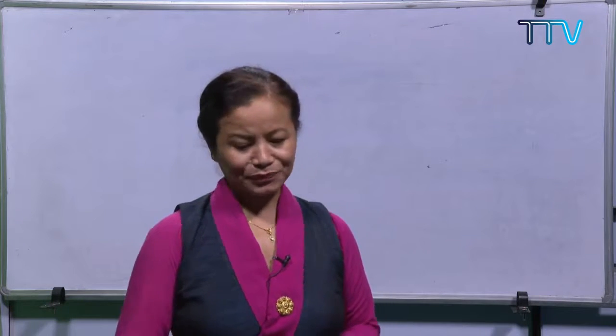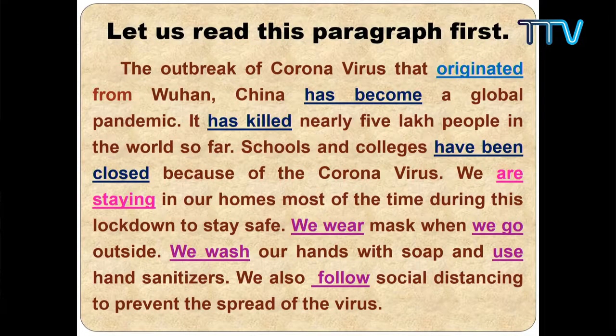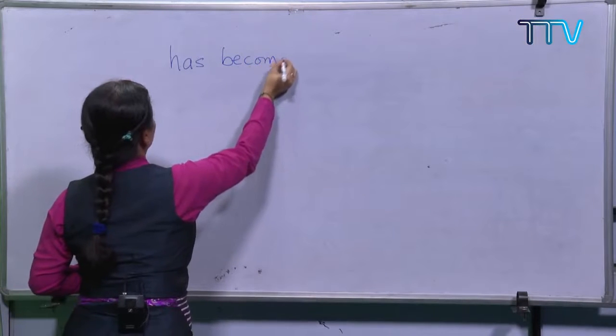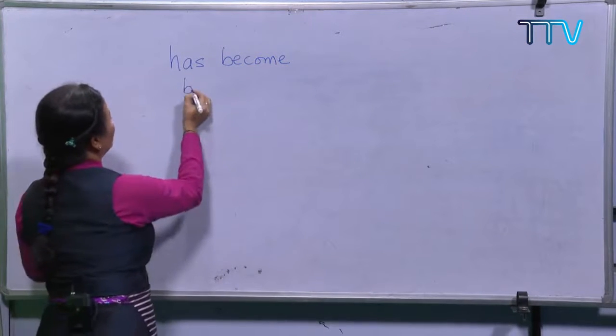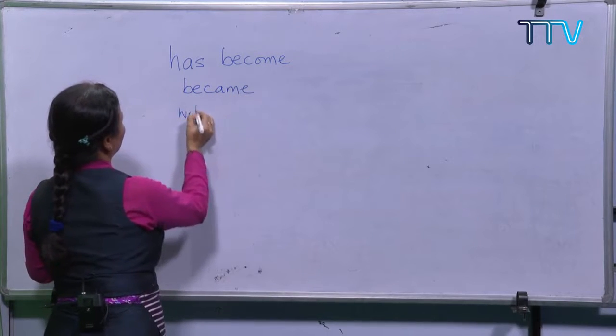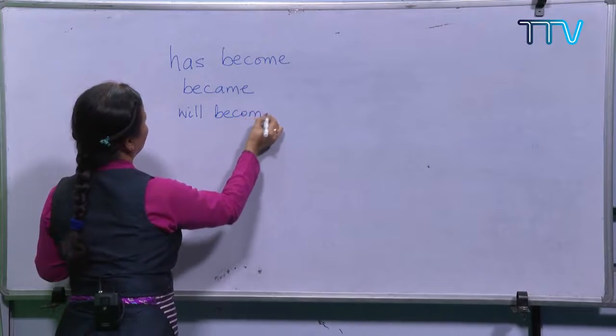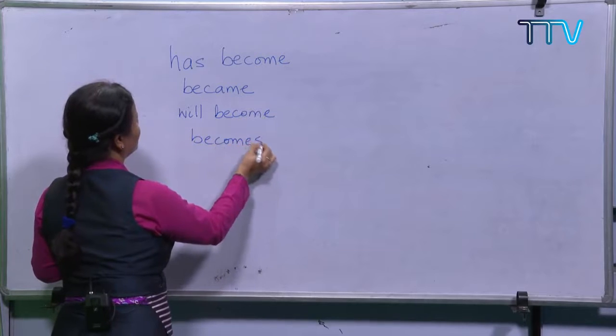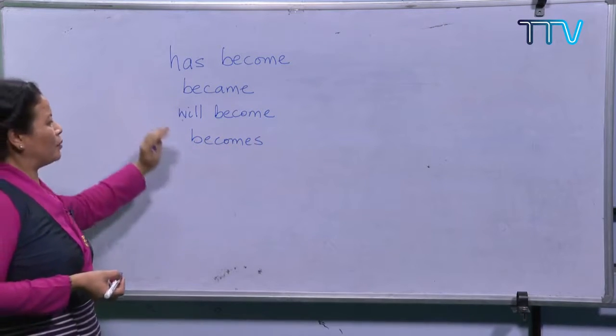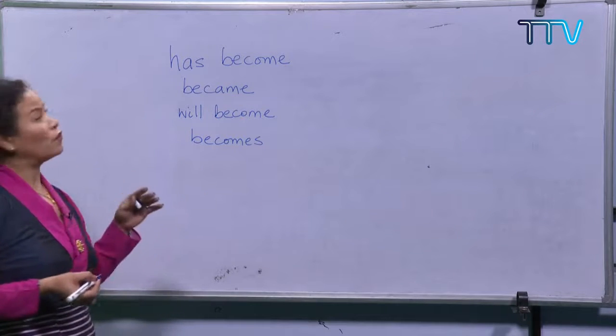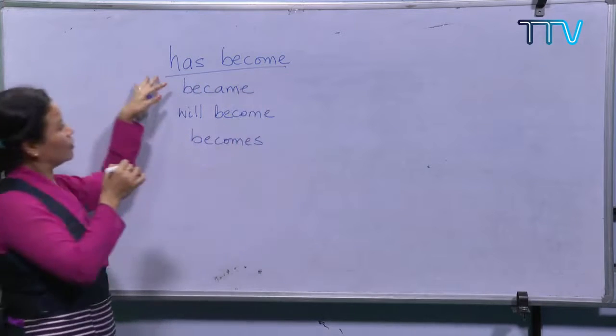So let us look at the sentence again. Has become. Now, the outbreak has become a global pandemic. So, here the word is has become. Now, this verb form can be written in another way, but then the meaning changes. Has become. Then we have became, will become, and then becomes. Has become, became, will become, becomes. And then we can write even more forms. So, I just want you to notice these four ways.